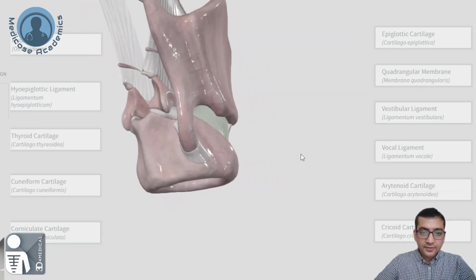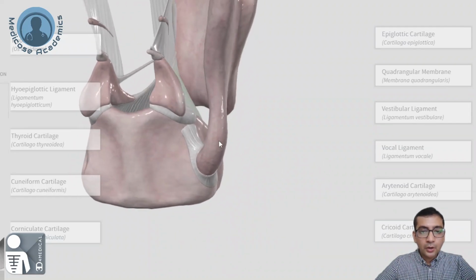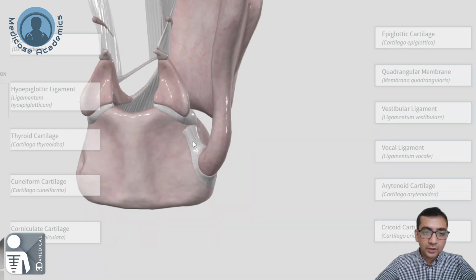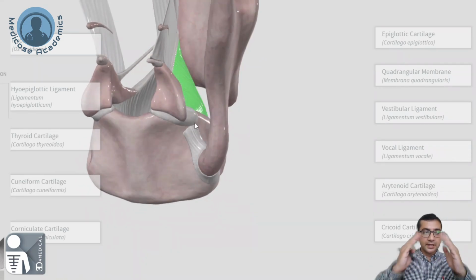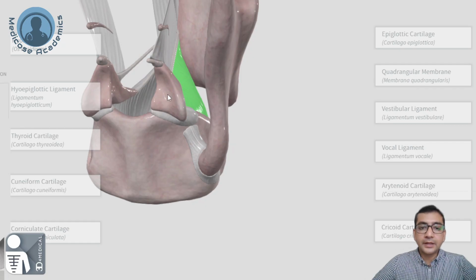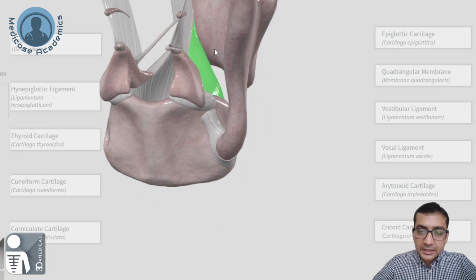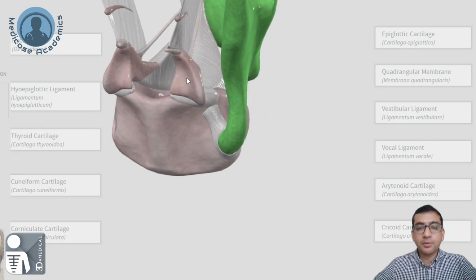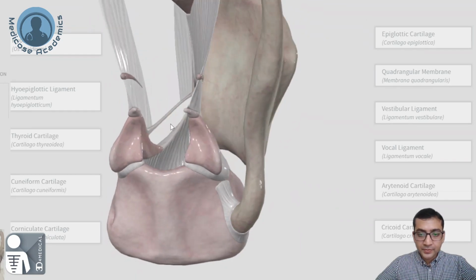Let us look from this view. So see, from here we can see how it is going up inside the thyroid cartilage without actually attaching to it. It is turning inside, going in the inner aspect of the thyroid cartilage and going up. Just like we talked about the inferior margin of the quadrangular membrane, here is a similar situation.